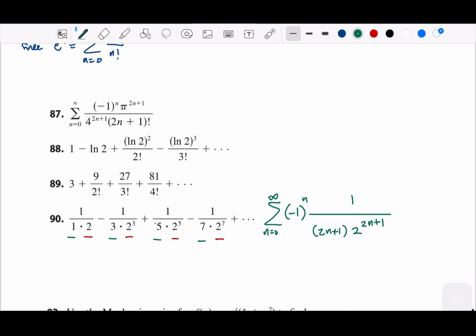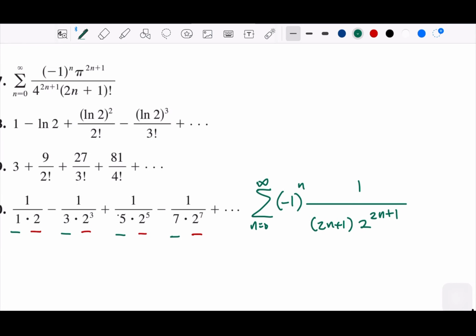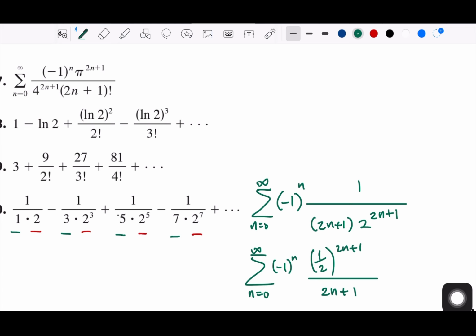Okay, now we have 2n+1 in the bottom. So it's not a factorial, so not sine and not cosine, right? And it's odd, it's tangent inverse, if you remember correctly. Then maybe we need to rewrite this in a more clear way. I will write one half with 2n+1 on the top, and on the bottom we have 2n+1.